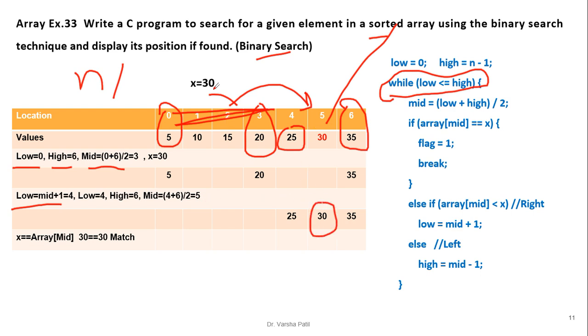Next, in the iteration we want to search 30. 30 matches with 30, and the program ends. Here program ends means we require to do the break also. Now see, low equal to 0, high equal to n minus 1.